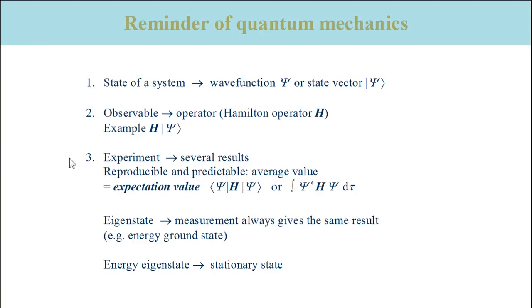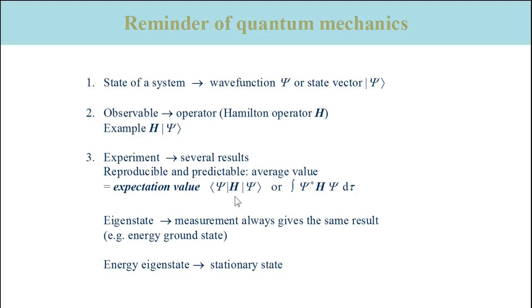What is reproducible is the average result of the measurement. This average value can be computed by calculating the so-called expectation value of the operator that represents the observable being measured. For example, this expression is the expectation value for the energy. Psi, H psi, is the scalar product, also named the dot product, between two vectors, the vector psi and the vector H psi. The latter one is the vector that is obtained after H operates on psi.